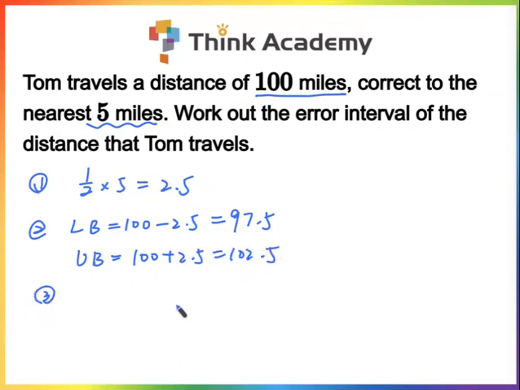For the last step, you put it as x as an inequality. So x is greater than or equal to 97.5 and less than 102.5. Okay, so that's how we do it.